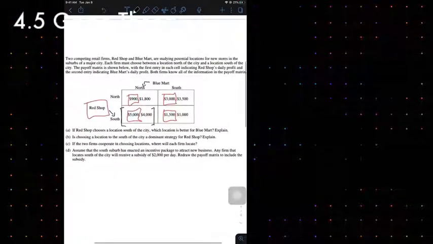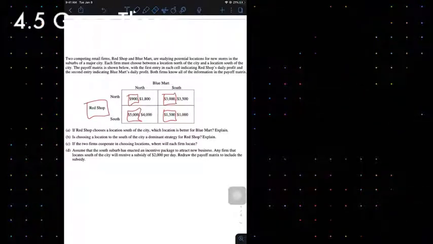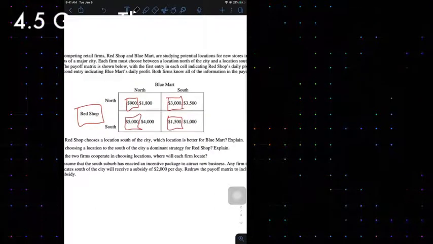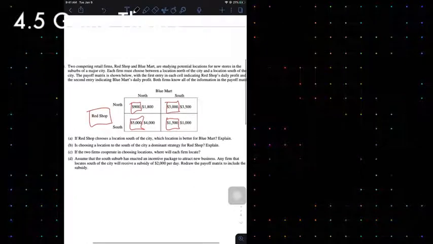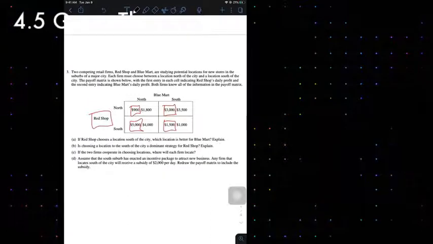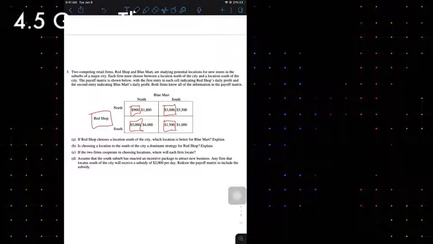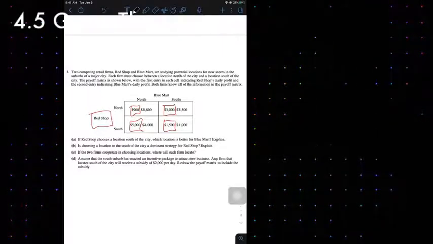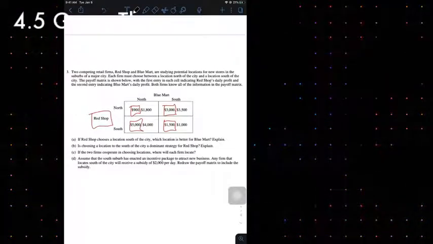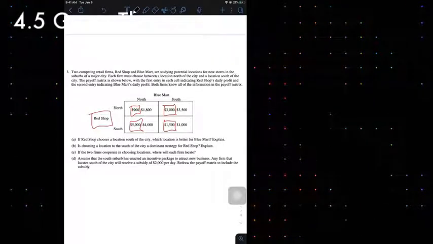Finally, very common question. They try to trip you up by asking you to change this payoff matrix. This box here is called the payoff matrix. Okay, so assume the south suburb has enacted an incentive package to attract new businesses. Any firm that locates to the south of the city will receive a subsidy of $2,000 per day. Okay, so you get $2,000 more when you go south. And you've got to remember what a subsidy is, right? A subsidy is the opposite of a tax. Instead of the government taking away your money, the government is paying you to do something, right?